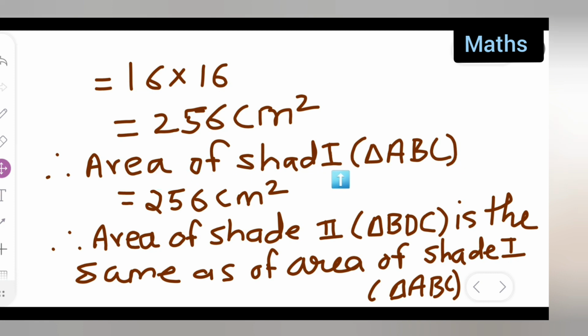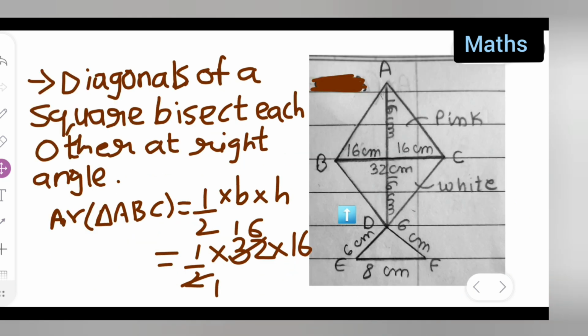So therefore you all can write down that area of shade 1, that is your triangle ABC, is equal to 256 centimeter square. So therefore area of shade 2, that is triangle BDC, is the same as area of shade 1, that is your triangle ABC. This triangle will be equal to this triangle. Now which triangle is left? The third one, that is your DEF. So DEF is left.